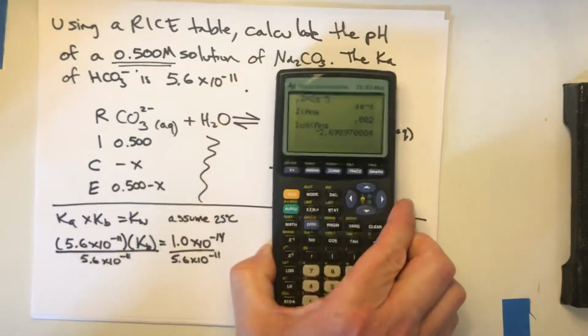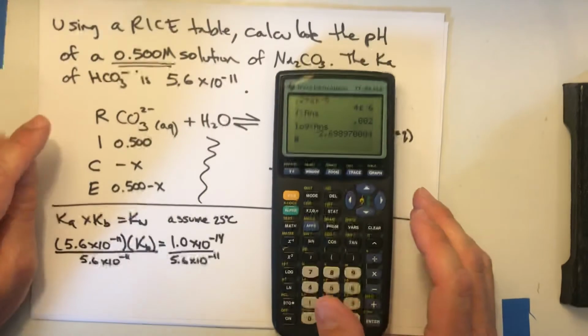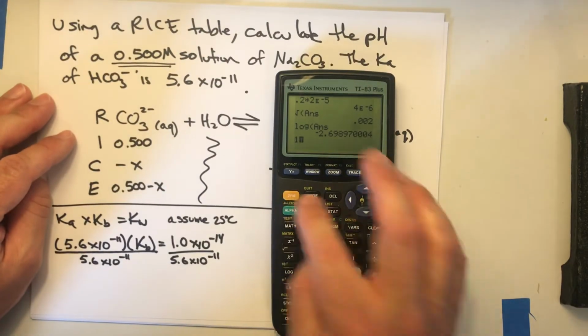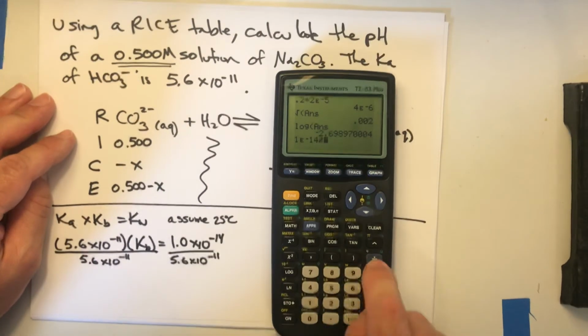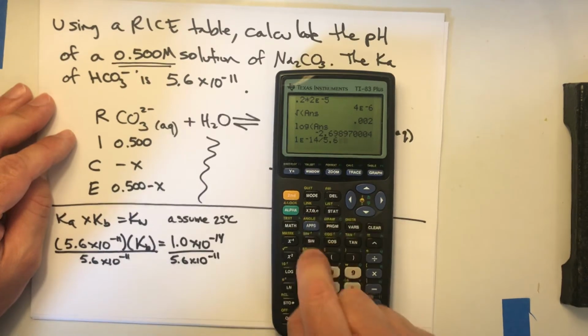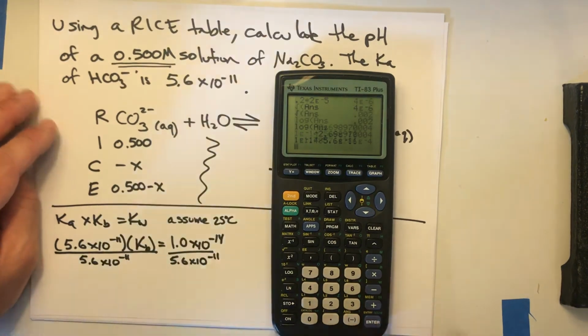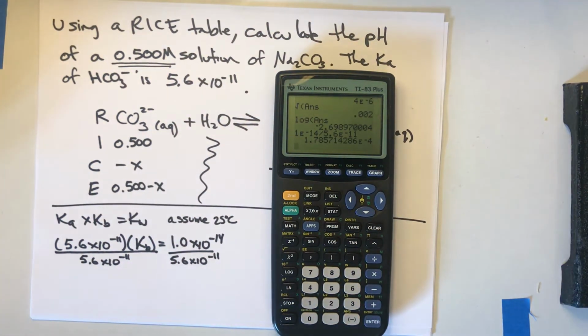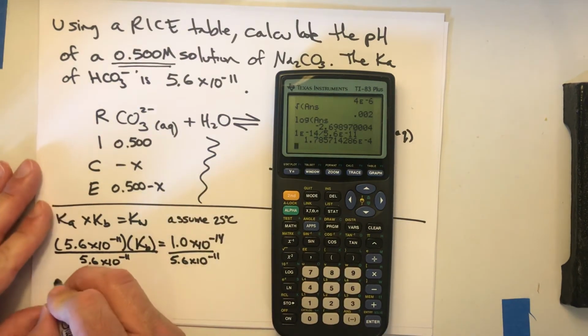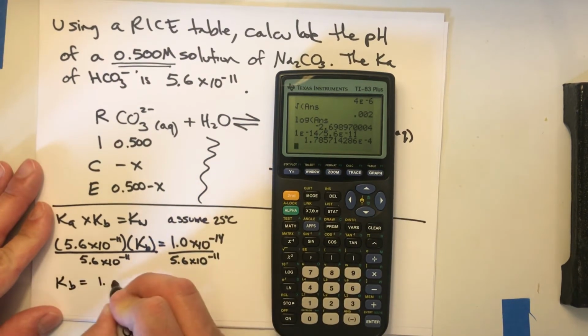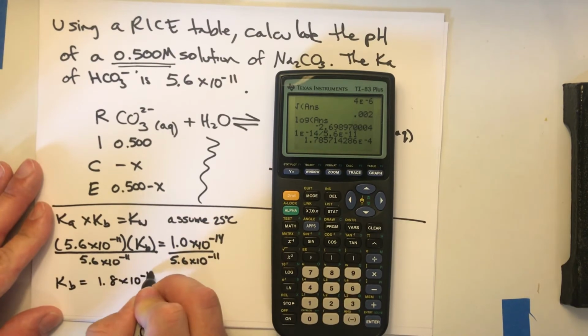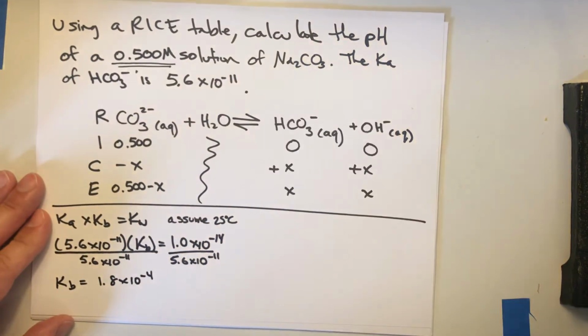Okay, sorry for that. So now on my TI-83, we're going to do this as 1e minus 14 divided by 5.6e minus 11. Depending on your calculator, you may have to enter this in a different way. So now we're going to get a value, we're going to call it 8 because of significant digits. We have a Kb value of 1.8 times 10 to the minus 4. Now we're ready to go and solve the problem.